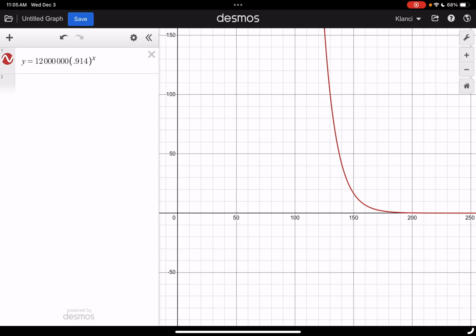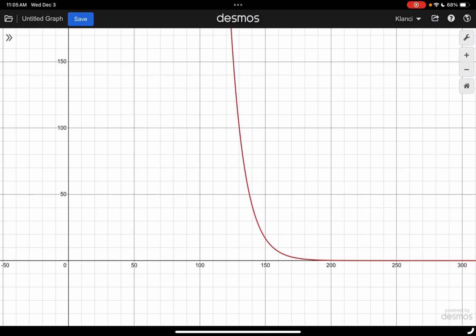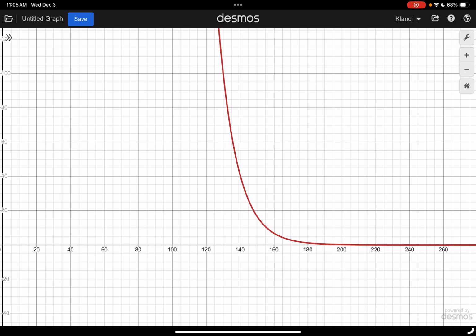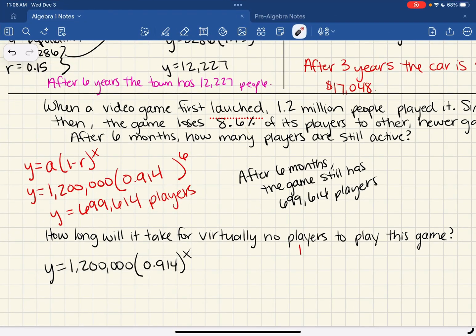Okay, so now that I have my graph, we are just going to take this line and trace it until we get down to about 1 player, where my y is 1. Y is 1 right there. So it's about 180 months. That's what we do when we solve for y.